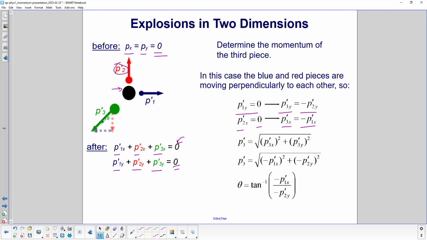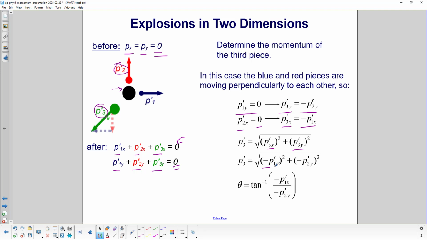We want to find p'3, right? That's the goal. So that's going to be the square root of p'3x quantity squared plus p'3y quantity squared. Then what is p'3x and p'3y equal to?